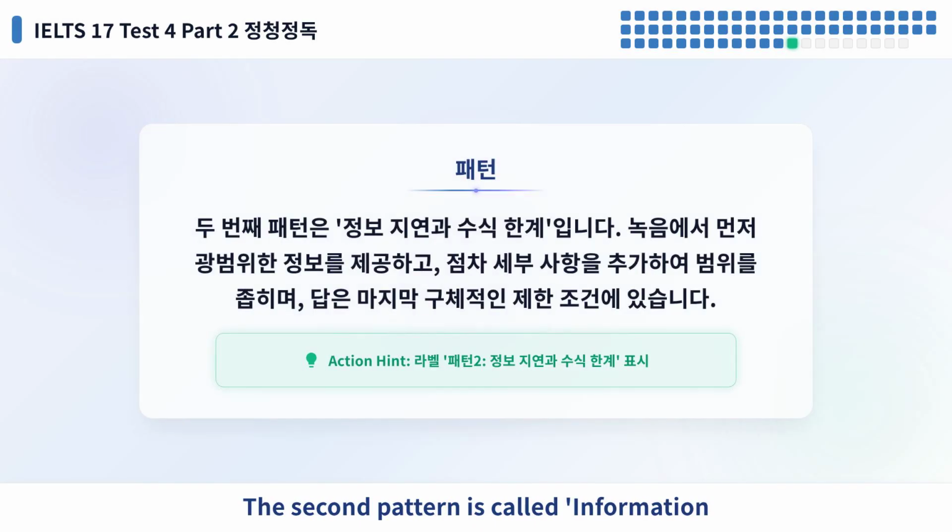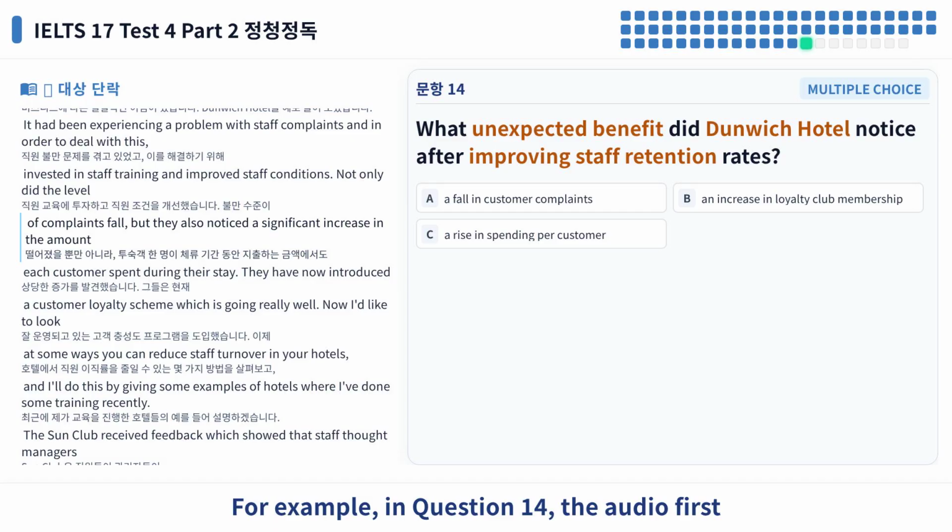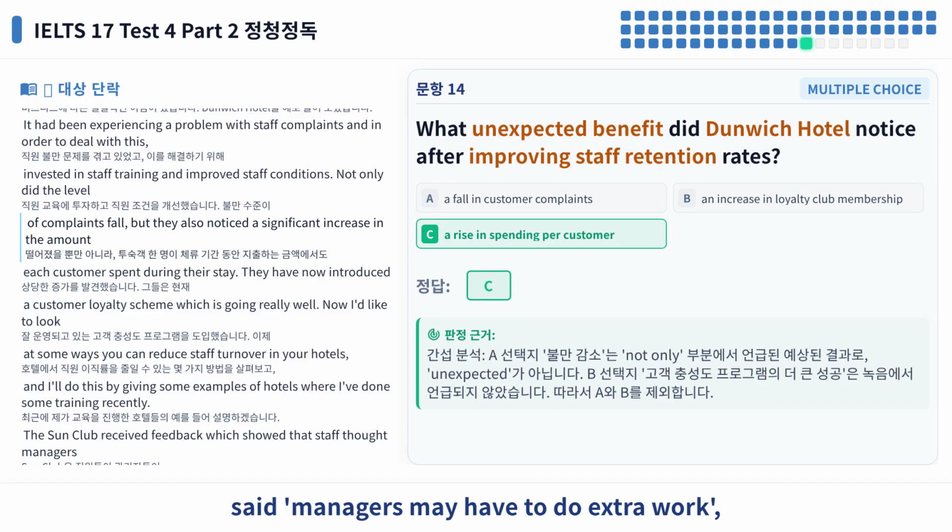The second pattern is called information delay and modifier limitation. The audio first gives a general idea, then slowly adds details to narrow it down. The answer is usually in the last specific condition. For example, in question 14, the audio first said managers may have to do extra work. Then it said this has an impact on them. So the answer is not just extra work, but the impact on managers.